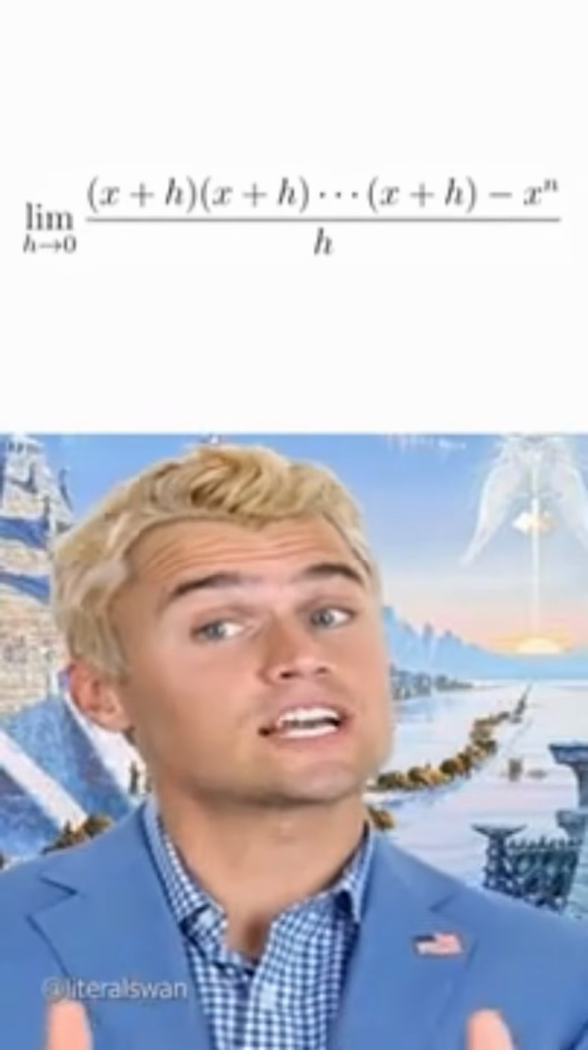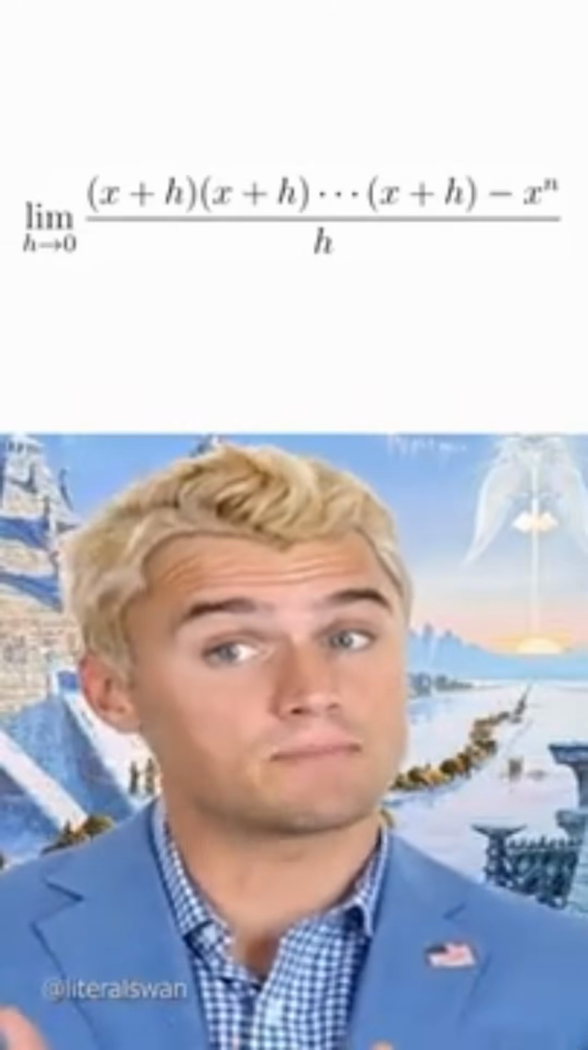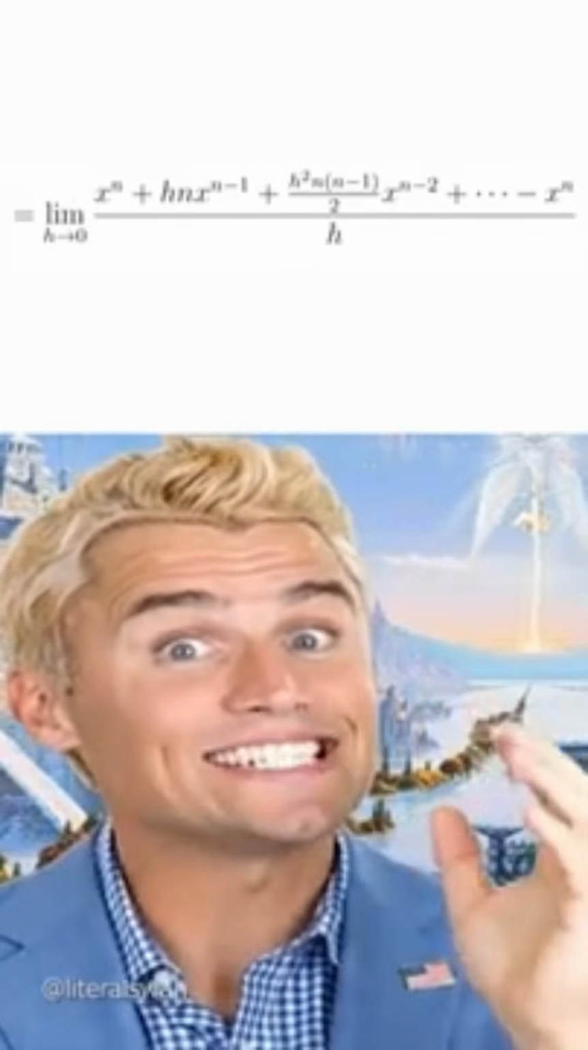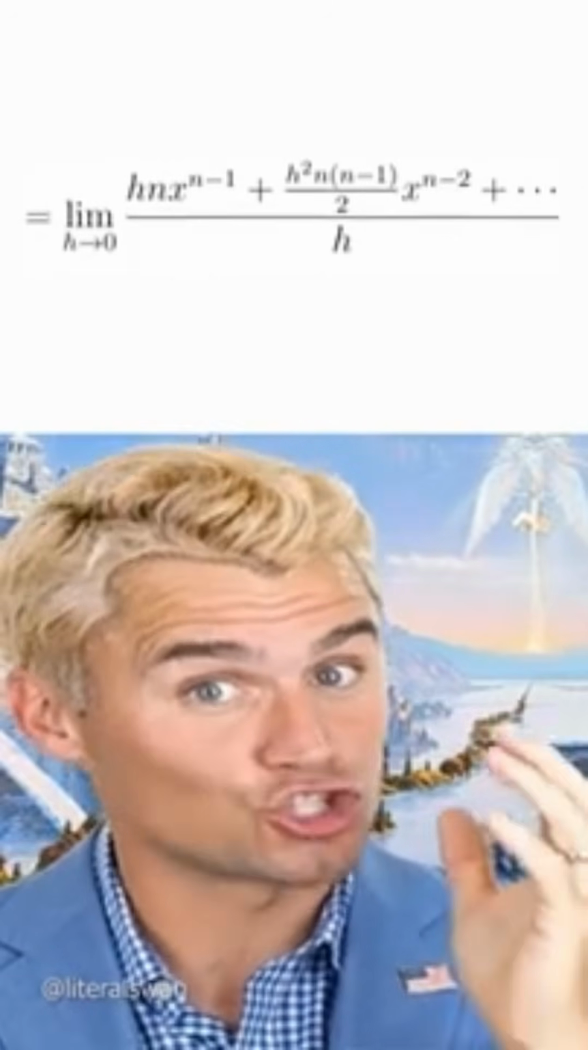Well, aren't I kind of just stuck here? Because I don't know what n is, so I can't really expand by using FOIL. You need to use the binomial theorem, my son. Oh, so now the x to the n's cancel out, and now everything is a multiple of h, so we can divide by h?